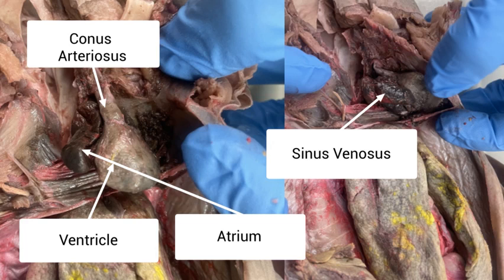However, in sharks, an interesting fact is that their deoxygenated blood actually returns to the heart, which is unlike many other vertebrates, as we'll see later.